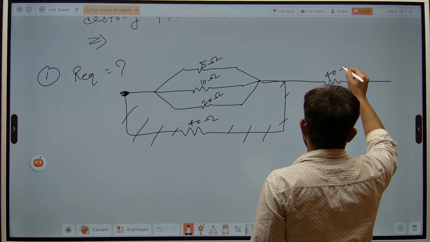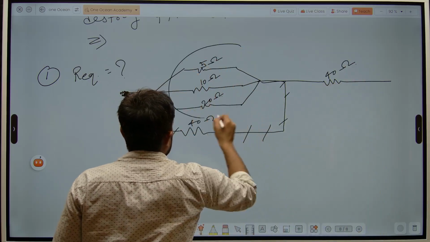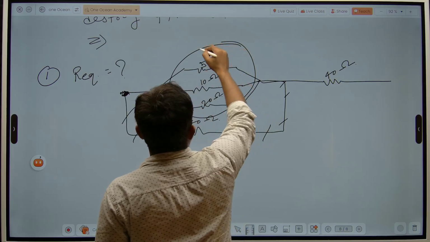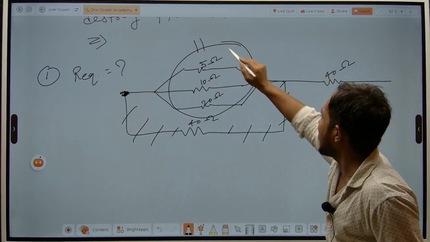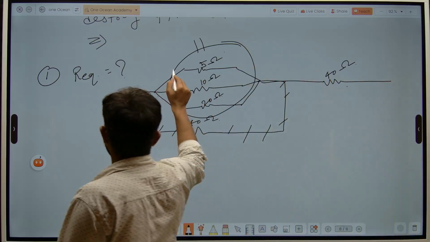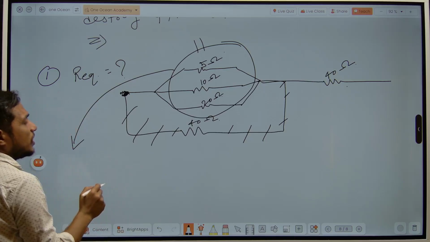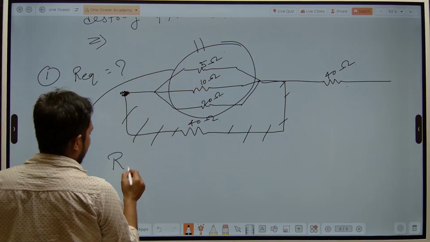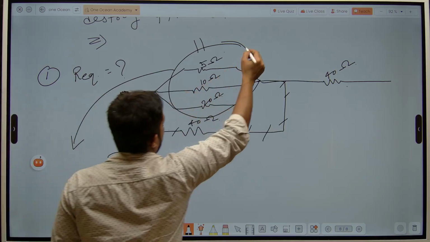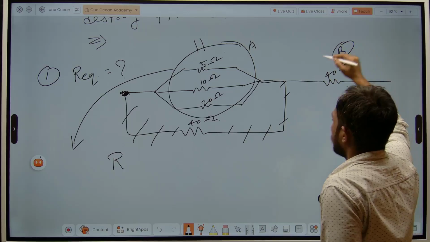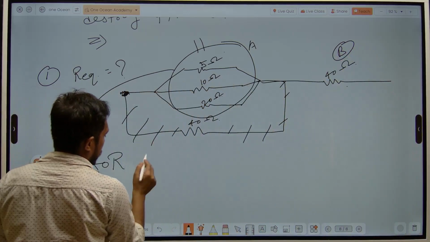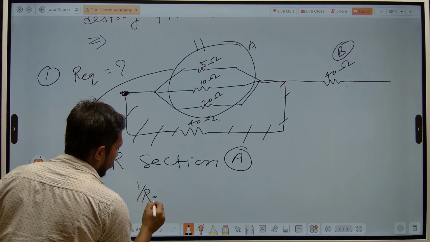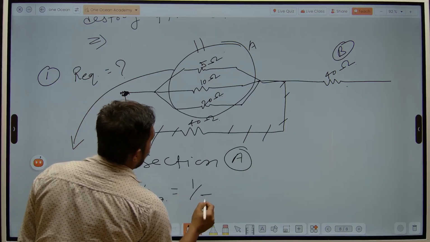That means what? If we wanted to see this thing, this is in parallel. And this parallel and this become what? Series. So, first we wanted to calculate the R equivalent of the parallel connection. So, for parallel connection, let us say this is section A and let us say this is section B. So, for section A, 1 upon R equivalent is equal to 1 upon 5 plus 1 upon 10 plus 1 upon 20.